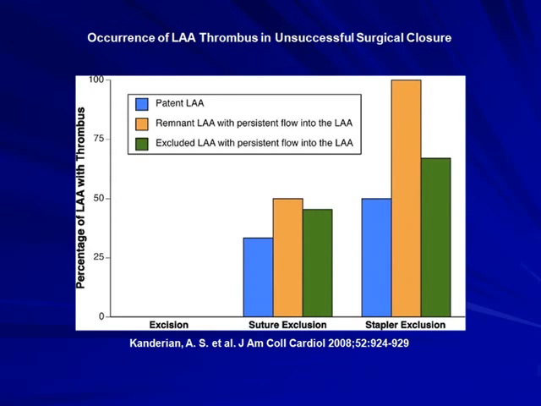This is also from the same article, and it was looking at excised appendages. It's pretty safe to say that you weren't going to have thrombus from those. If you sutured it, in particular if you stapled it closed, there's a very high incidence of residual connection between the left atrium and the stump of the appendage and the body of the appendage. I don't have this slide to show it, but there was also an increased risk of embolic events with this.